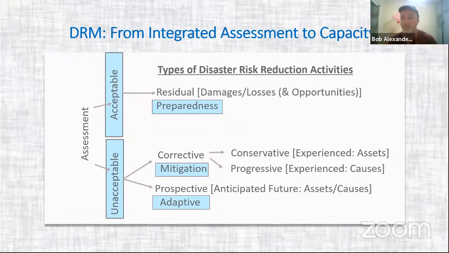So this is what's called prospective risk reduction, where we anticipate. So it's anticipatory and looking at the future and understanding both what can happen to the assets and what the root causes can be, to be more adaptive. What comes out of that, as I've said before, is of course we can't mitigate and be adaptive for everything. There are some things that within our risk optimization, we have to leave be that are going to happen.